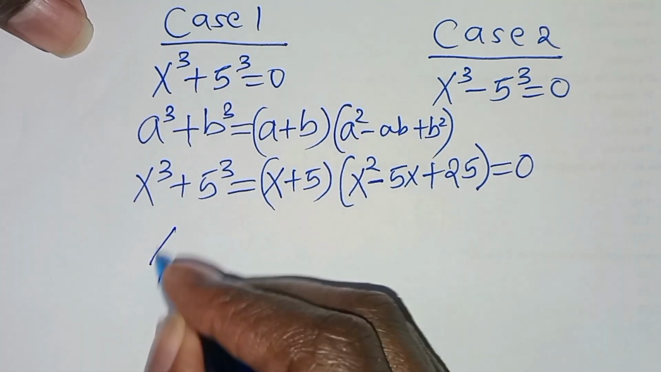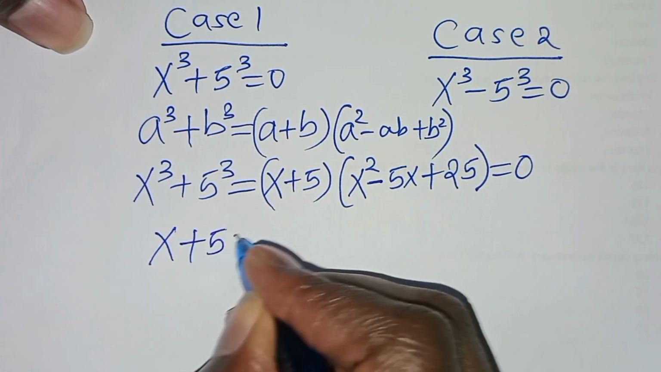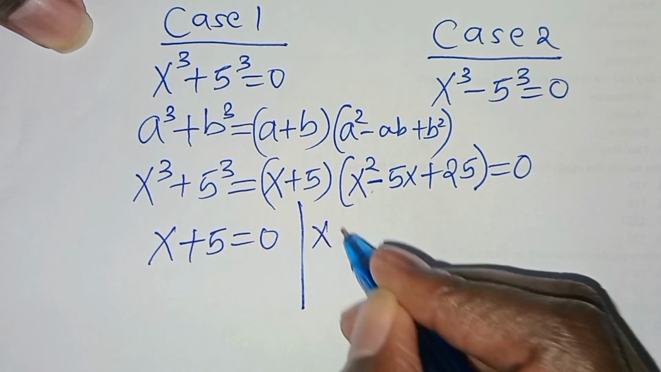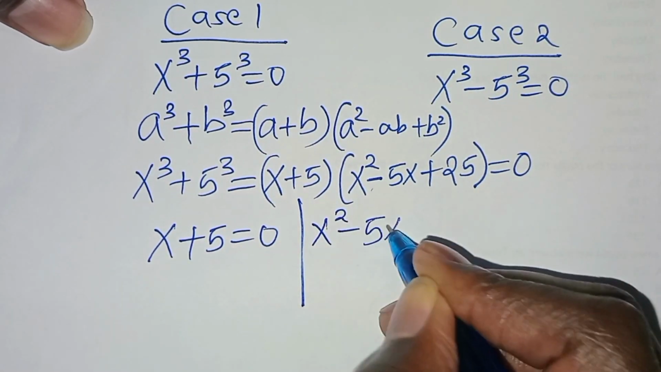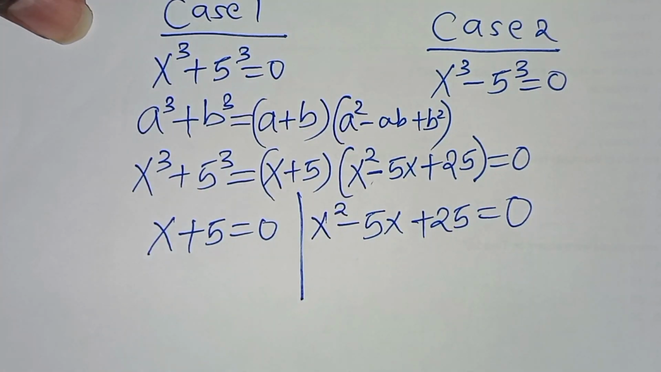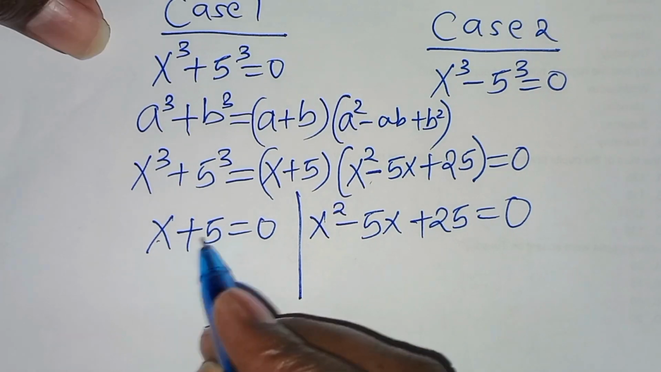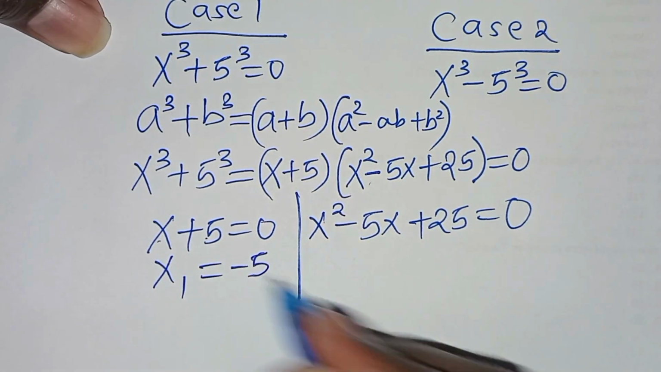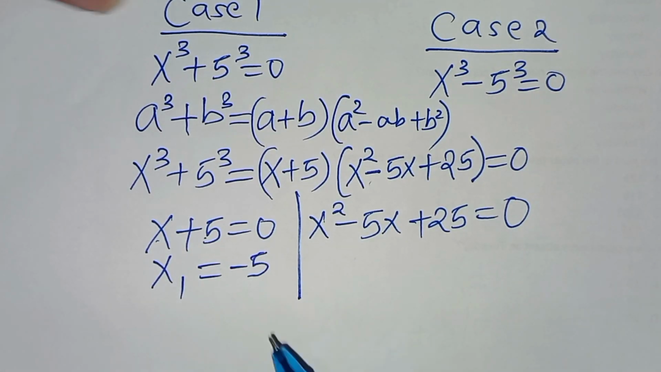Now, we have two parts here. We have x plus 5, this is equal to 0. And we have the second part here, which is x to power 2 subtract 5x plus 25, this is equal to 0. Now, x plus 5 is equal to 0. I can call this one x1, this is equal to negative 5. So this is x1, the first solution.